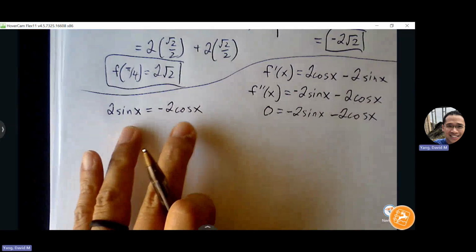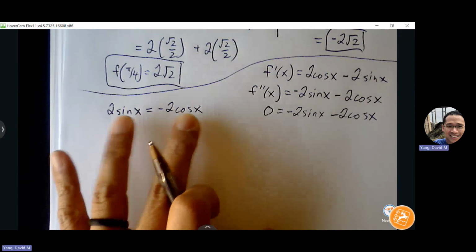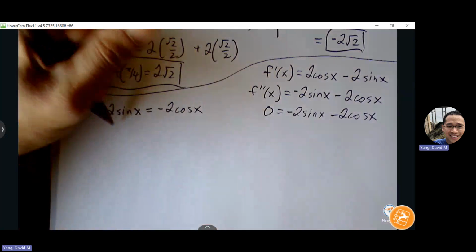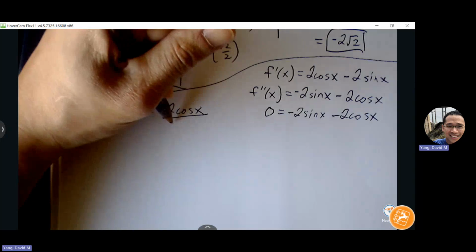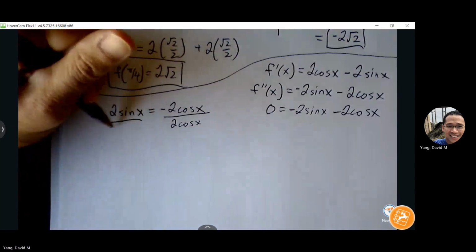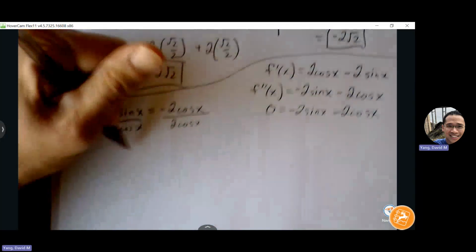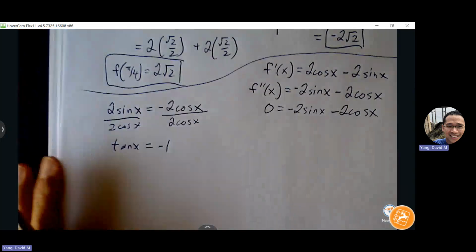Looks like now I'm looking for where sine and cosine are opposite signs. But whether they're still the same, I can also do this: I can divide both sides by... If you want to see a different variation of it, basically now we're looking for where tangent is equal to -1.